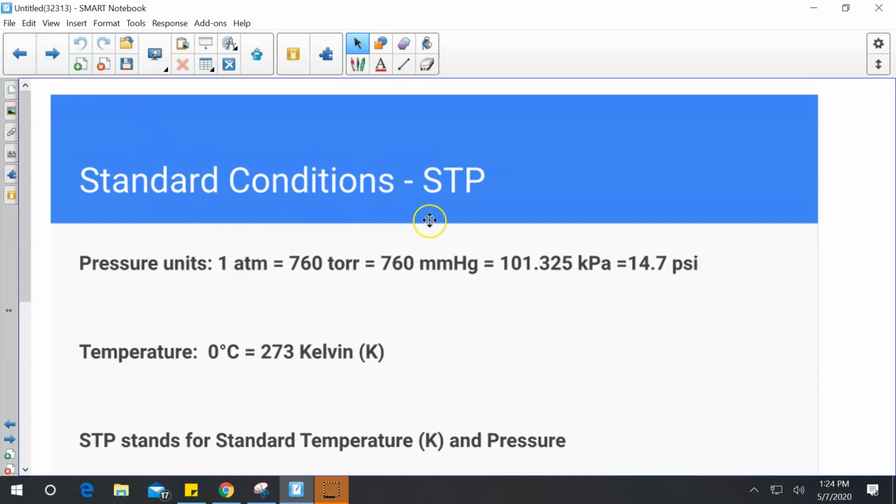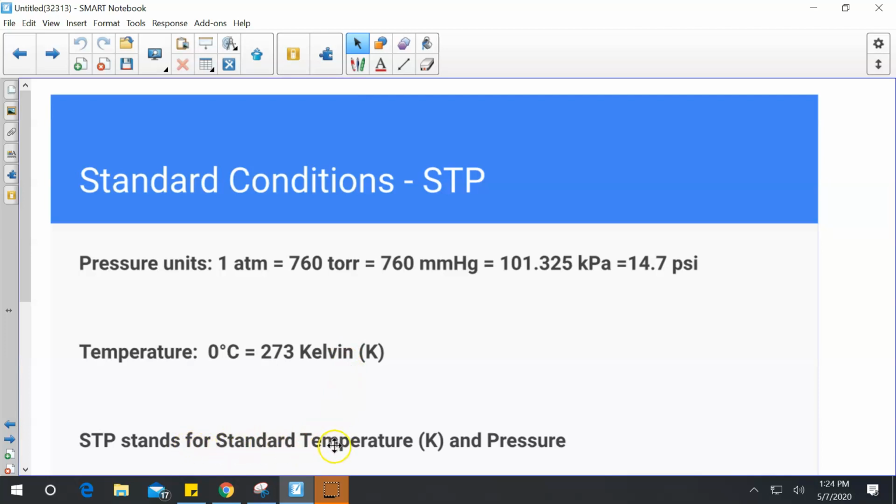A couple of things we had to deal with in gas laws. We know pressure units, there are several different ones, so we have to be able to convert between those. And then we also had to convert Celsius temperatures into Kelvin, because that is the way we represent the relationship between pressure and volume compared to temperature. It has to be in kelvins to get a graph that is linear.